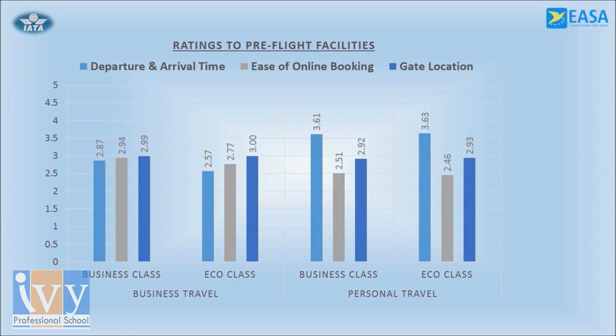Now we are looking at the chart which shows the average of all the ratings out of 5 given by the passengers, the major target passenger category that we have just got in part 1 of the analysis. Now, in the second part, we'll be looking at how well or how badly they have rated the particular facilities or services. The first one is the pre-flight facilities that includes the departure and the arrival time, the ease of online booking, and the gate locations. They are all rated out here.